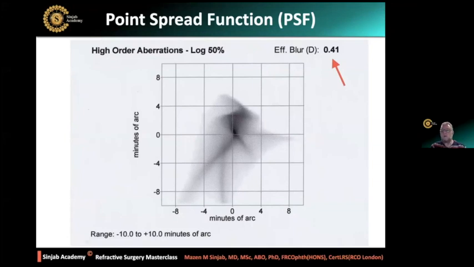Now we come to the number, which is the effective blur. Look at the red arrow, 0.41, so half a diopter. This is an estimation from the machine, from the topographer or from the wavefront aberrometer. It is an estimation of the amount of distortion in diopters. But it does not mean that if we put 0.5 diopters in the glasses, then this will disappear. But it is an estimation of how much it is distorted.